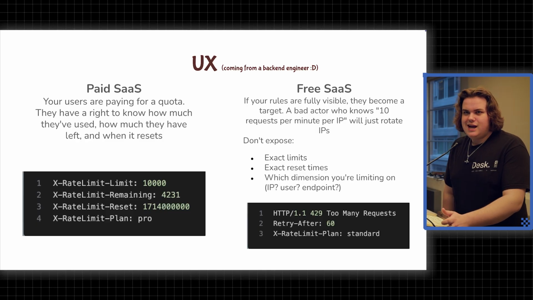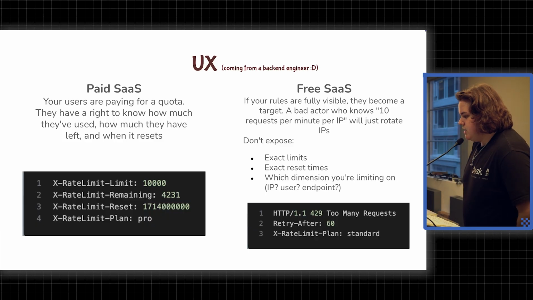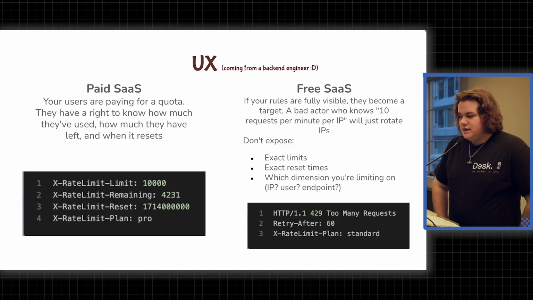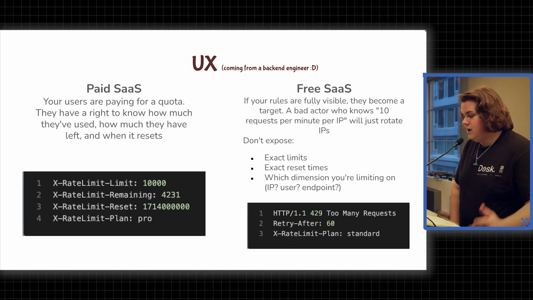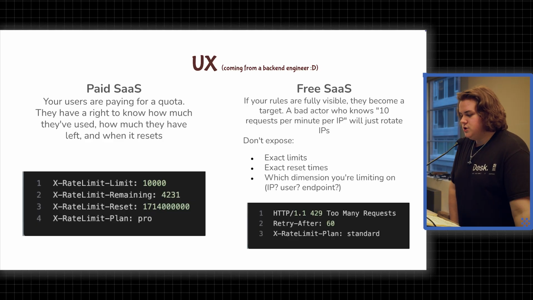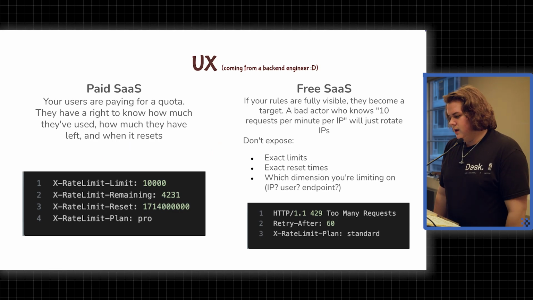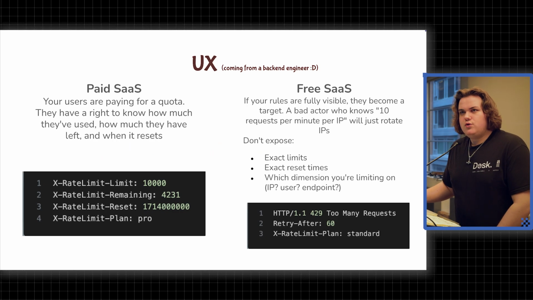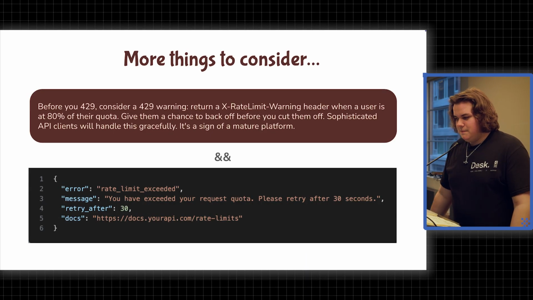If you're using a free SaaS and your rules are publicly available, you're just sort of asking for it to be abused. So in that case, you don't need to return the exact limits or even the exact reset times necessarily. But something like the response on screen, which tells you to retry after maybe 60 seconds or something like that, could work fine. But make sure not to keep yourself too vulnerable to DDoS attacks that way. There's also a couple other things to consider.